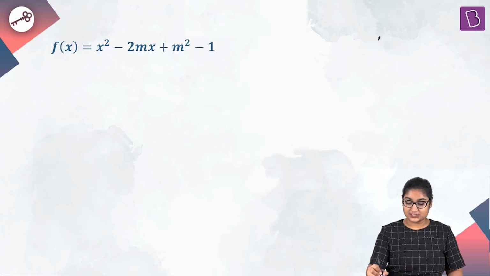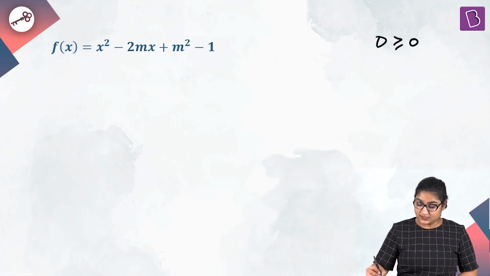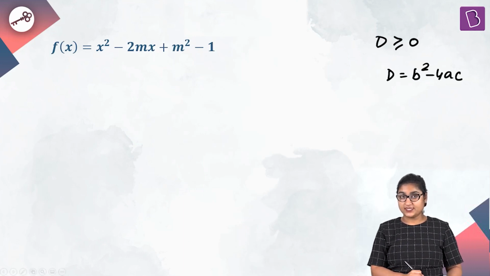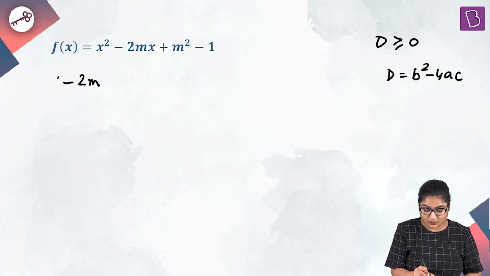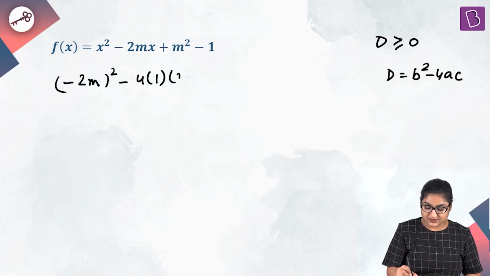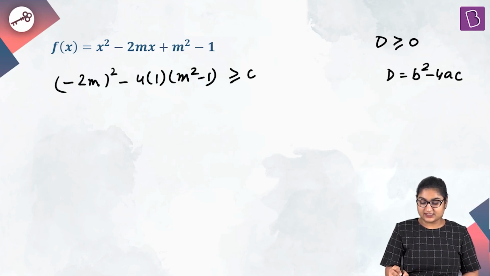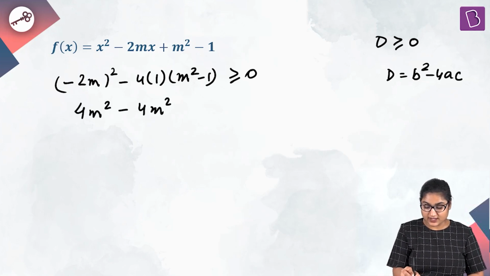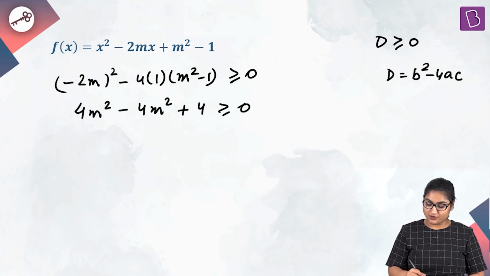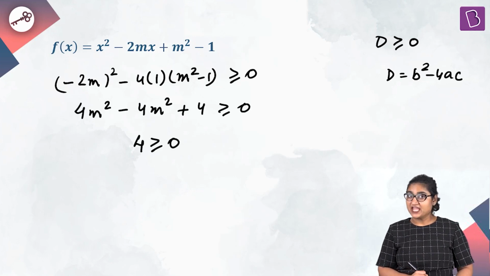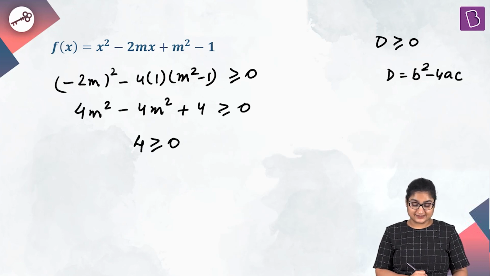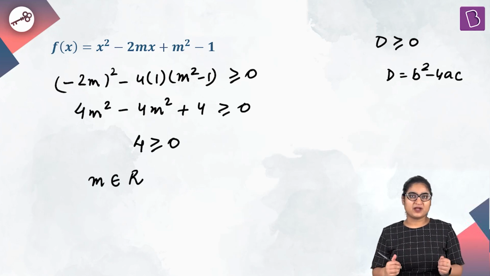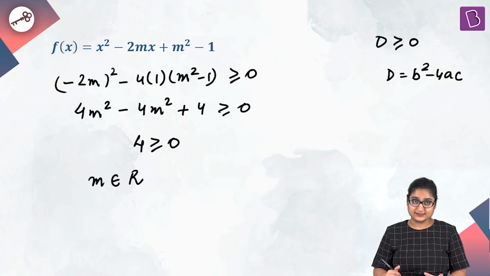Alright, starting with the first condition, D greater than equal to 0. We know D is defined as b square minus 4ac. So if we put the values of a, b, c in the expression, we will get -2m whole square minus 4 times 1 times m square minus 1, and this is greater than equal to 0. On further expanding, we get 4m square minus 4m square plus 4 greater than equal to 0, or we can say 4 is greater than equal to 0. Now we know that 4 is always greater than 0. That means m belongs to the set of real numbers. So all values of m are acceptable because 4 is always greater than 0.